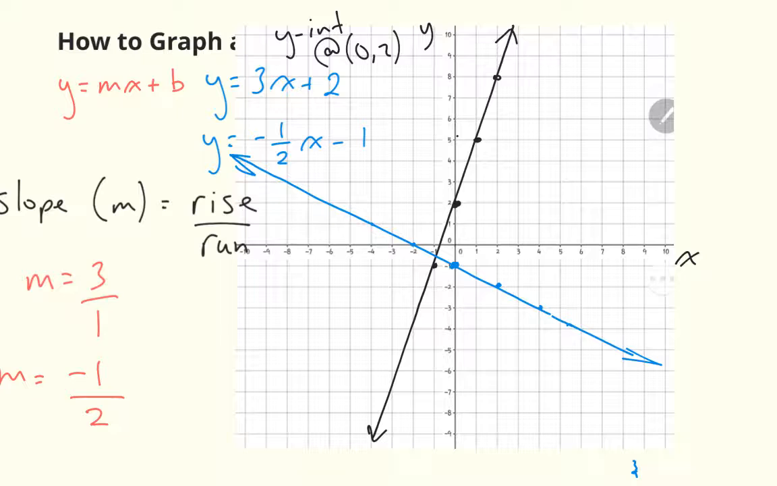So graphing a line from y equals form, or from slope y-intercept form, is no biggie. You just start at the y-intercept and then you do your rise over run using your slope, your m value, and there you go.